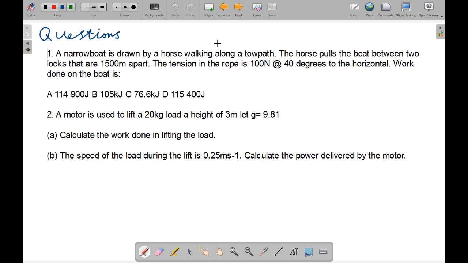A narrow boat is drawn by a horse walking down a towpath. The horse pulls the boat between two locks that are 1,500 meters apart. The tension in the rope is 1,000 newtons and at 40 degrees to the horizontal. The work done on the boat is: 114,900 joules, 105 kilojoules, 76.6 kilojoules, or 115,400 joules.